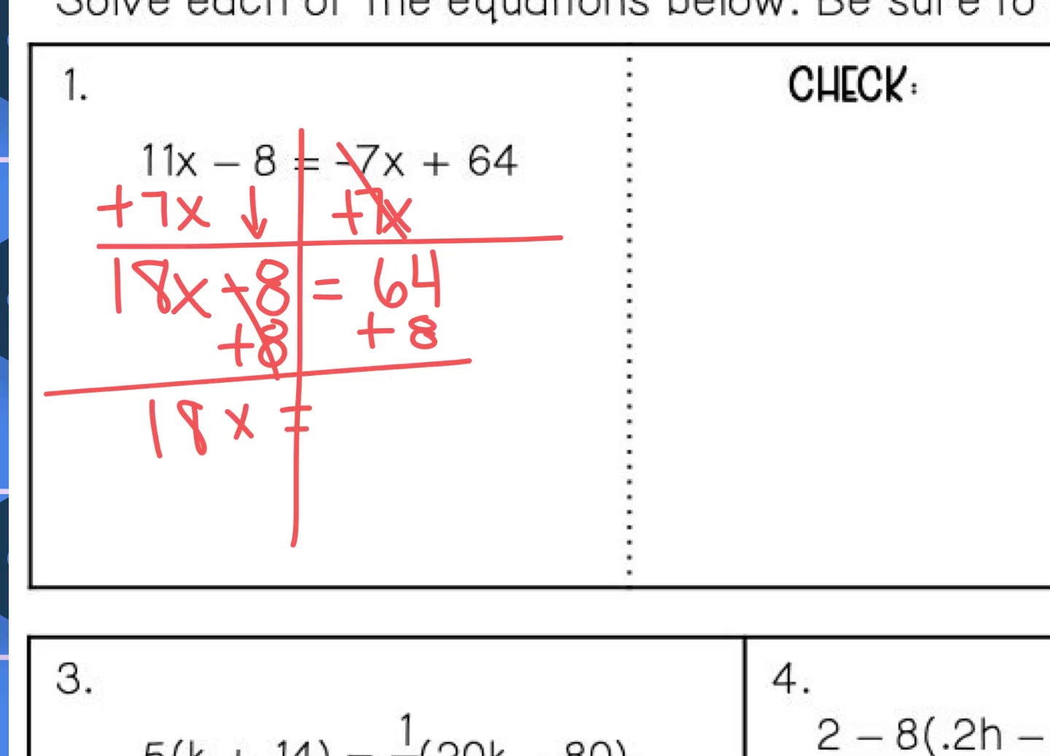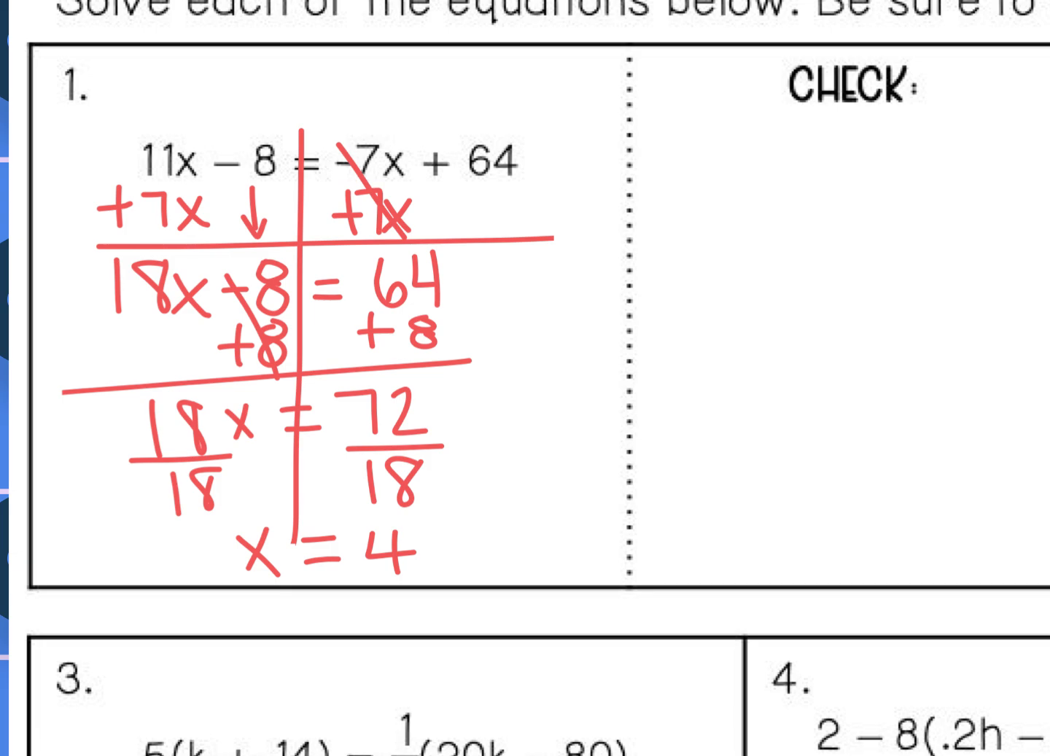18x equals, what's 64 and 8? 72. Last step, undo the coefficient. What's the coefficient? 18. And it's multiplying a number next to a letter. This means multiply. So the opposite is divide. And like 95% of the time, that's going to be a division step. X equals, what is 72 divided by 18? 4. Are we done?